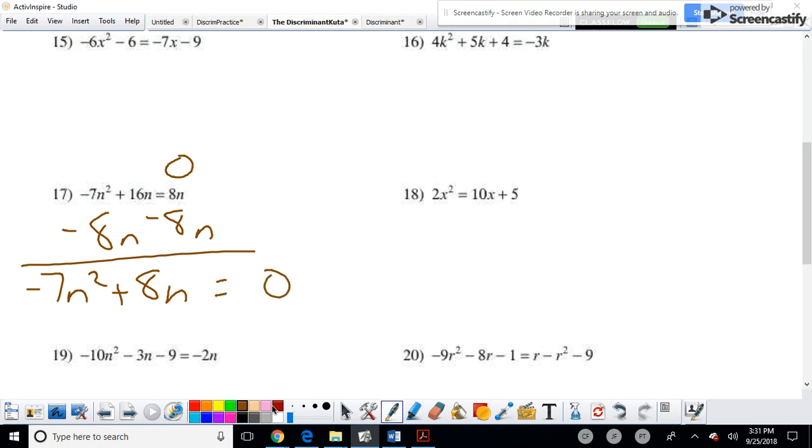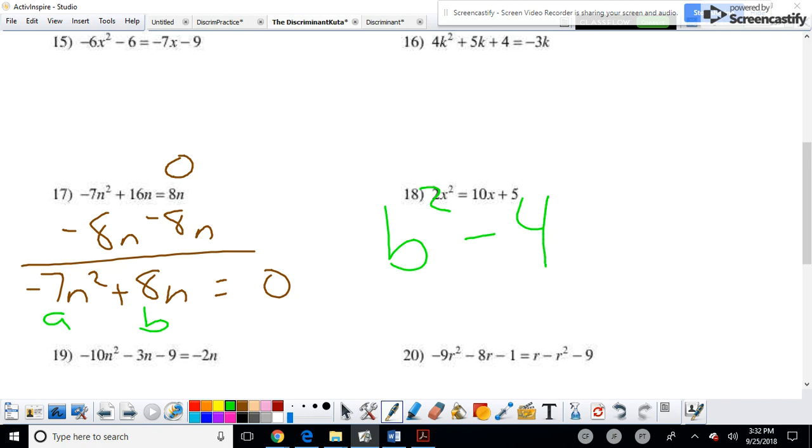Now, there's something up with this equation also. Let me start labeling it. I've got my A, I've got my B, but I don't see a C. 0 is not C. Well, it kind of is actually. So if you don't see a C term, if you don't see a constant, that means your C is going to be 0. So we know that, let's plug it into our formula.